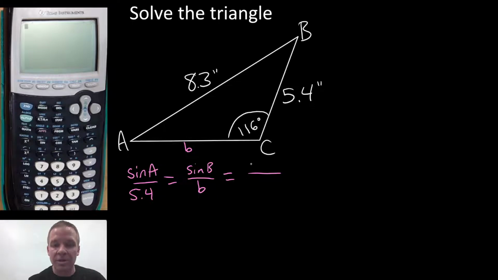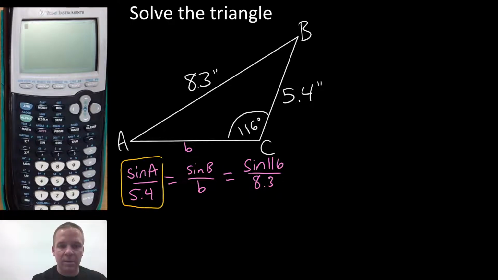Then the one that we actually know some information about is our sine of angle C, which is 116, divided by its side across from it, which is 8.3. All right, so now I can isolate 2 of these that I actually know enough information about. So this one right here and this one right here, I can cross multiply and solve for angle A. So to do that, we're going to work some of the numbers right here on our scratch paper, and then we're going to plug them into the TI-84 Plus that we have over there on the right.